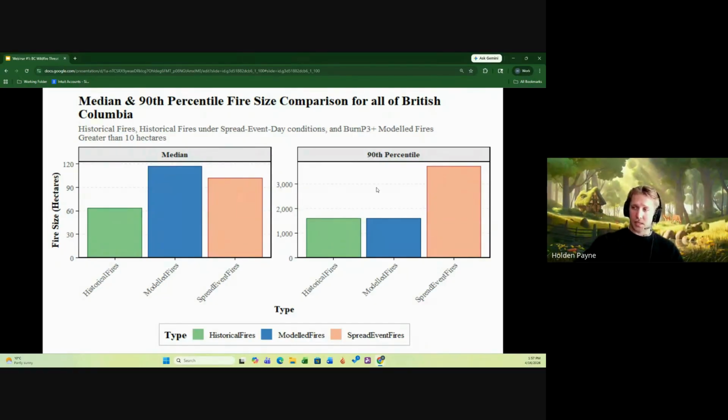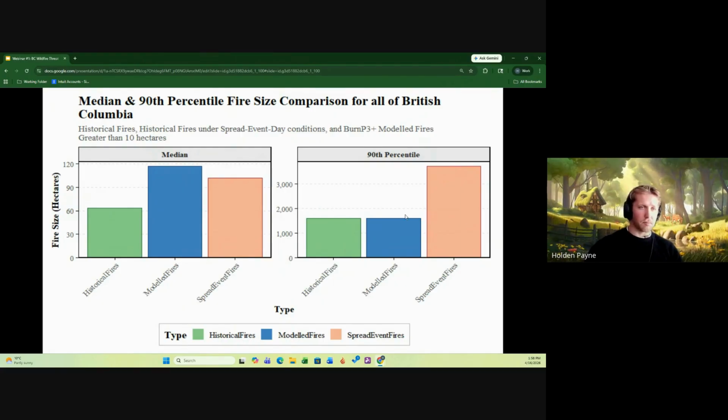And then for 90th percentile fire sizes, which are the fires we're certainly concerned about, we are really, really close to the historical data set, which is really good. I think we're only 150 hectares off from the historical 90th percentile fire size for the entire province. You wouldn't compare to the spread event day fires here, because spread event days are already 90th percentile or extreme fires, so that would be the 90th of the 90th. But the fact that we're so close to the historical 90th percentile size means that I think we did a pretty good job of capturing the types of fire sizes that we were expecting anywhere in BC.